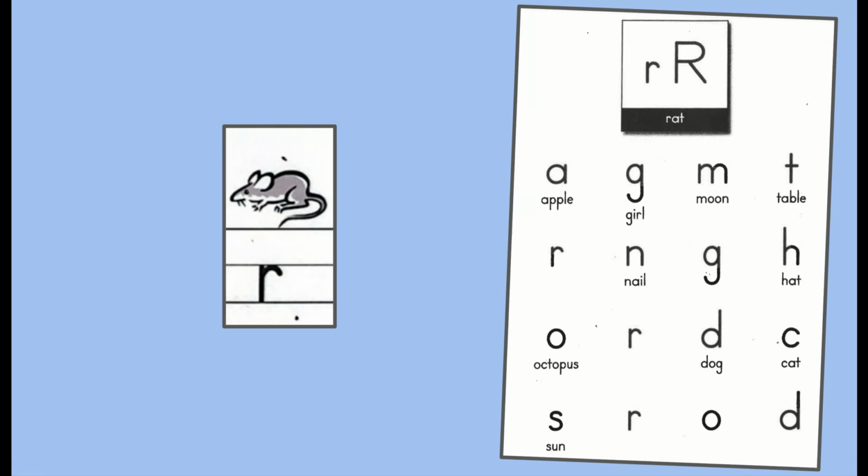Now let's practice those again. Ready? A, g, m, t, n, g, ah, d, k, s, ah, d. Now I will point to a letter and you say the sound that that letter represents.